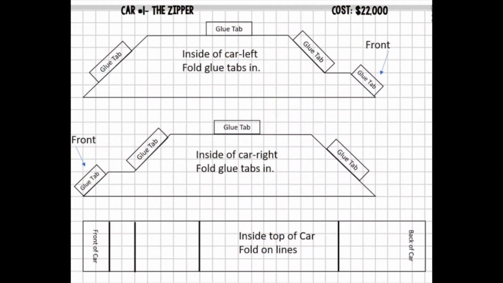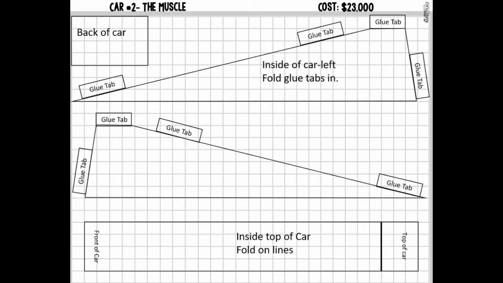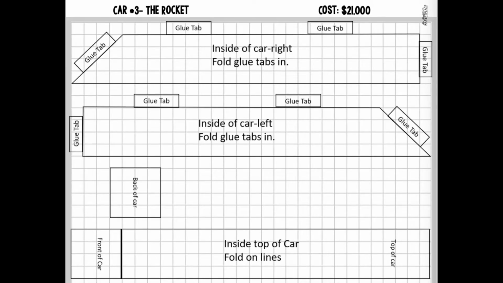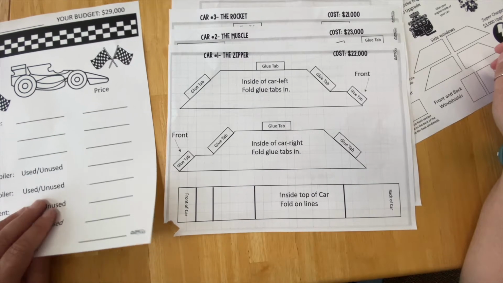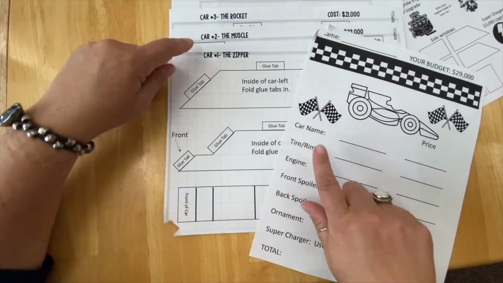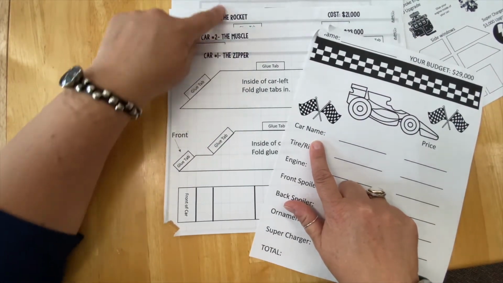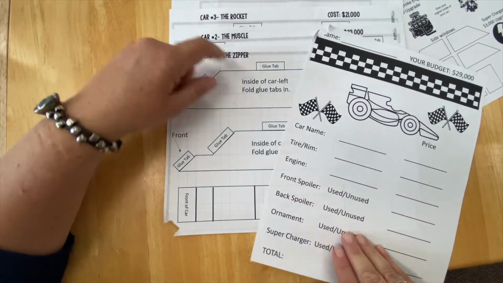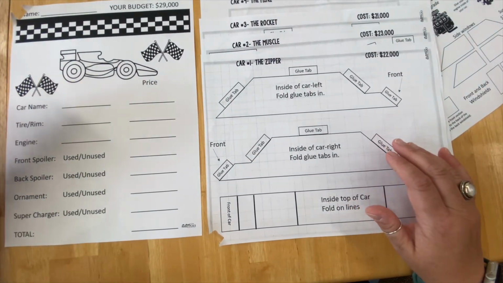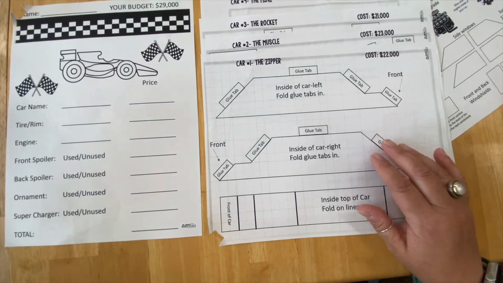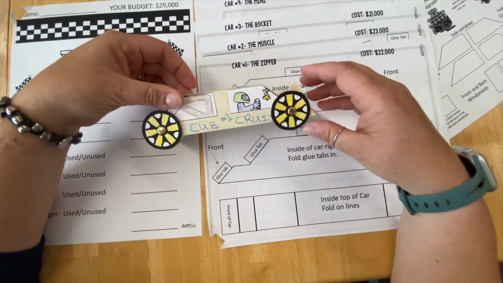In your packet, you'll notice there are 4 different types of cars. Each car has a number with it and a name at the top left, and then the cost of building that car. Select the car that you want to build. Then, on your budget sheet, don't forget to write the car number and name and how much it cost for you to build that car. The cost is right at the top right corner of the page.